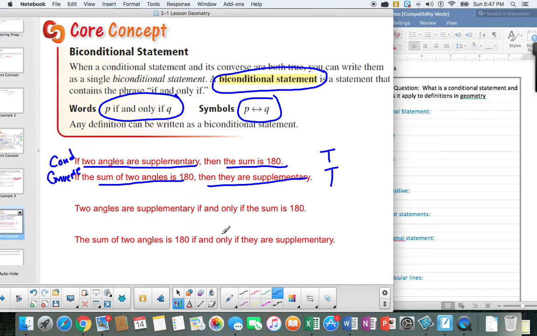Now when we have this, we can merge these two sentences into one. What we do is we take one phrase and put it in the front and one phrase in the back, and then we join them together with the phrase if and only if. Now this is a good way to write a biconditional. You can also write the phrases in a different way. You can have this other one in the front and this one in the back, and again join them with the if and only if. Notice that neither biconditional starts with if. The if and only if are in the middle.